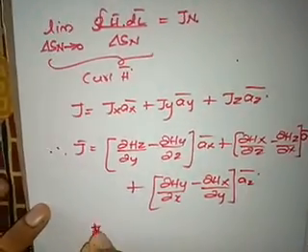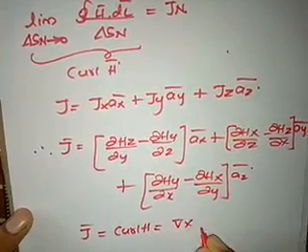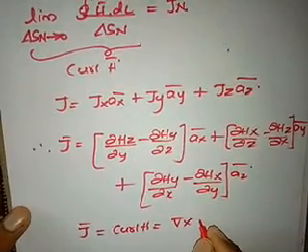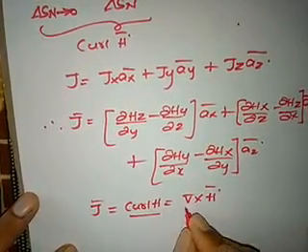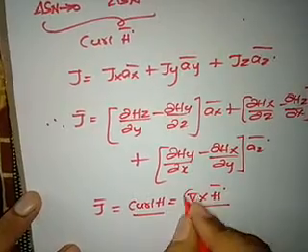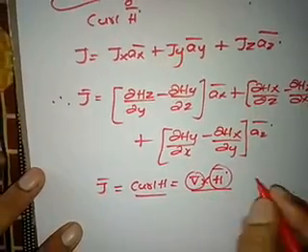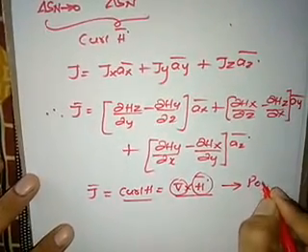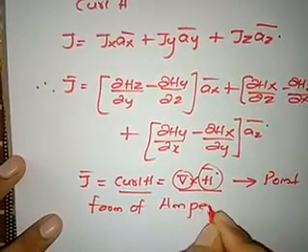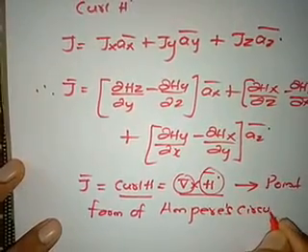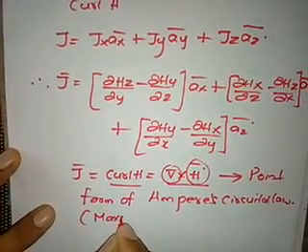So this is nothing but I can write J̄ is equal to curl H, that is del cross H̄. We know that the curl operation is the del cross operation. The curl of H̄ is indicated by del cross H̄, which is nothing but the cross product of del and H̄. So this equation is called the point form of Ampere's circuital law. It is also called one of Maxwell's equations.